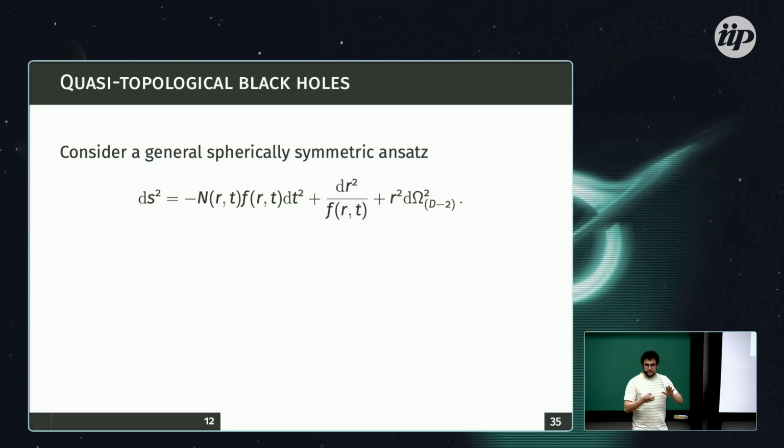Let me tell you now about how the solutions come about. Let's consider a general spherically symmetric ansatz. It depends on the time and r. It has two functions.